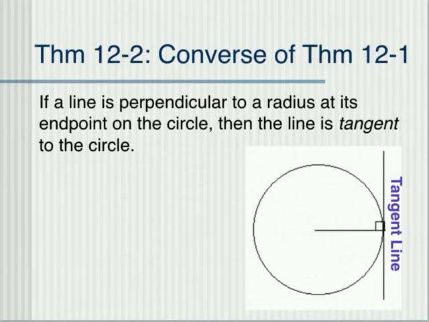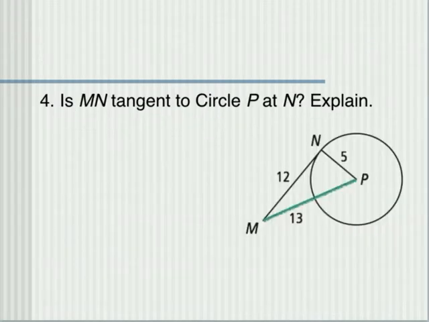This theorem will help you on problem number 4, where it asks, is segment MN here tangent to circle P at point N? Yes or no? Explain. Just a quick note, it's not clearly labeled here, but this whole thing is 13. It's not just this outside section, this whole thing is 13.